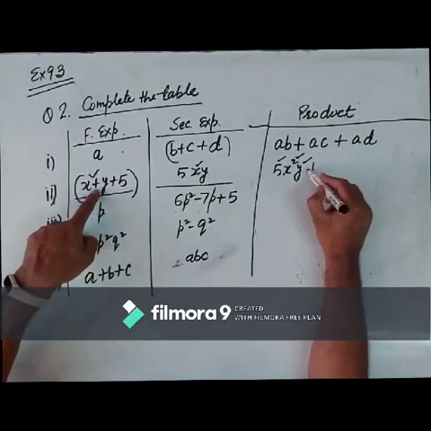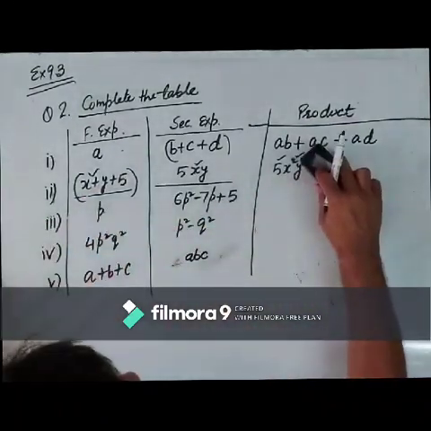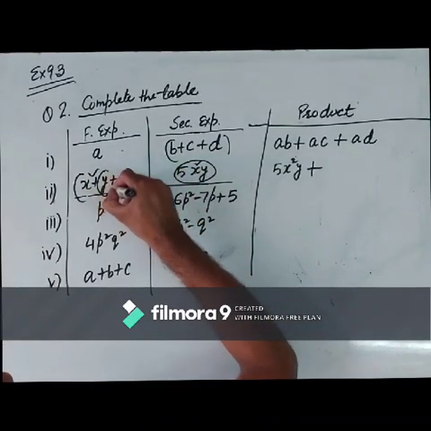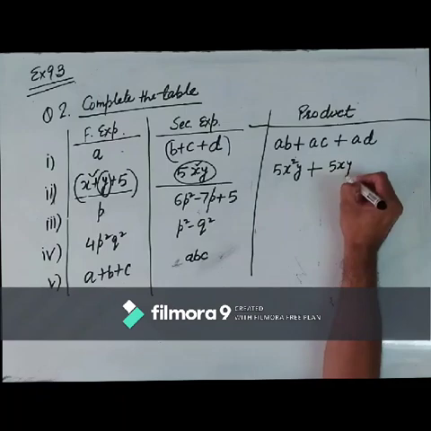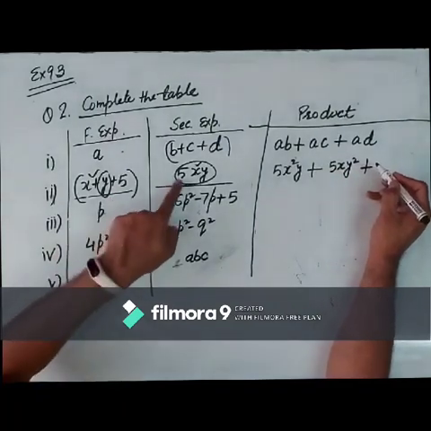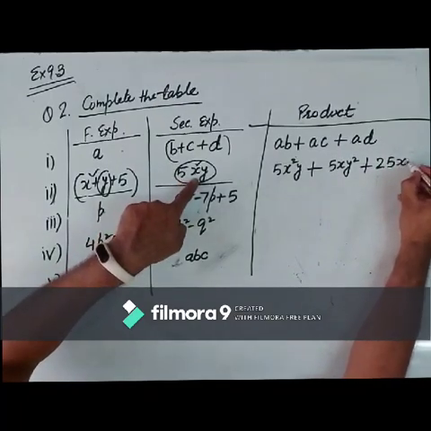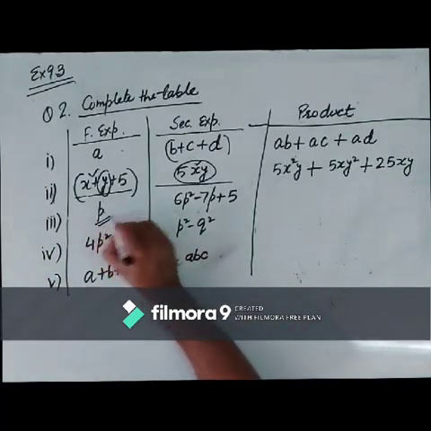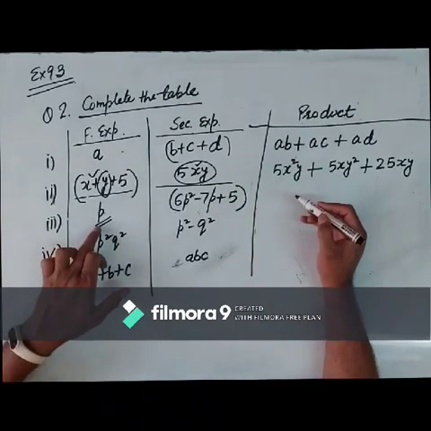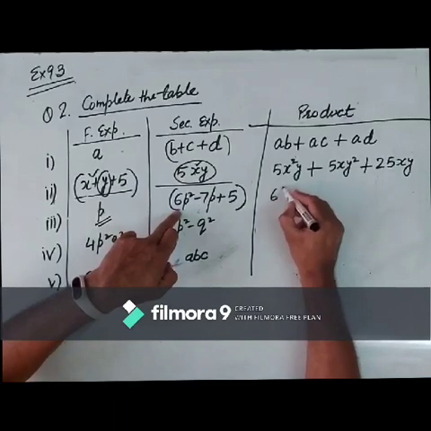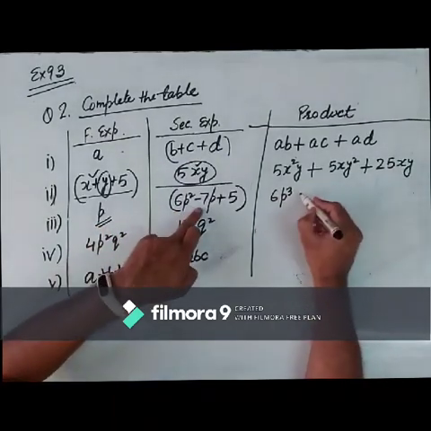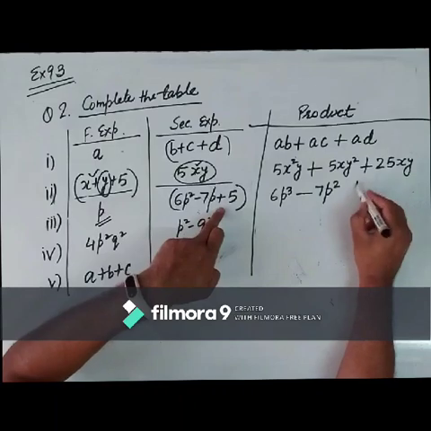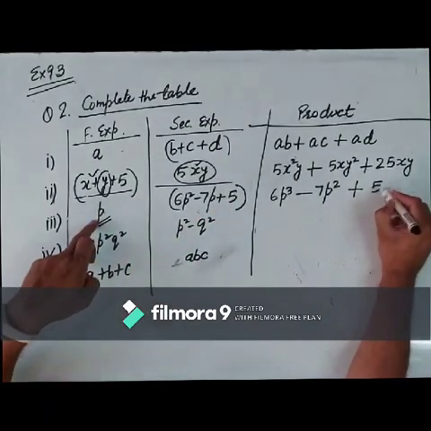Now the plus sign, and this is 5xy again. 5xy is to be multiplied by this y, so this is 5xy square. Similarly, we write 5 into 5, 25, and xy has to be put with 25. The third one is a monomial and a trinomial. Again start multiplication. p into 6p square is 6p cube. p into minus 7p is minus 7p square. Plus 5 into p, that is 5p.